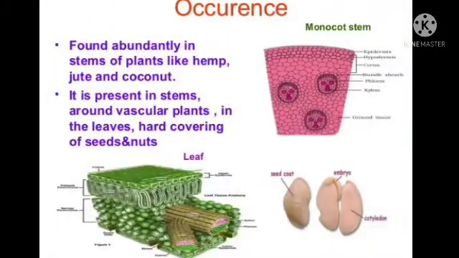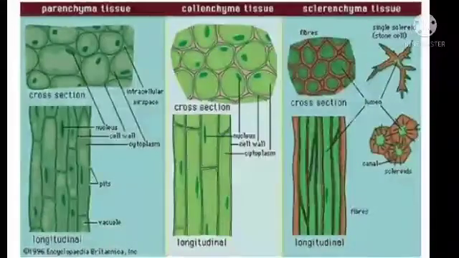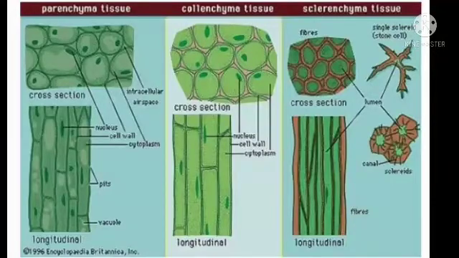Occurrence: found abundantly in the stems of plants like hemp, jute, and coconut. It is present in stems around vascular bundles, in the leaves, and in the hard covering of seeds and nuts. Function: gives mechanical support to the plant by giving rigidity, flexibility, and elasticity to the plant body. Here is a picture showing three types of tissues, that are parenchyma, collenchyma, and sclerenchyma.